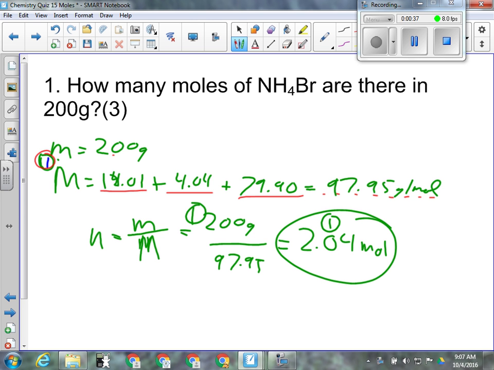Okay, and then we have to calculate the number of moles, which means we don't have to do any manipulating. We just have to plug into n equals little m over big M. So give them a mark if they plugged in the numbers correctly: 200 grams over 97.95. And then their final answer should be 2.04 moles. Okay, so that one is out of 3 marks.